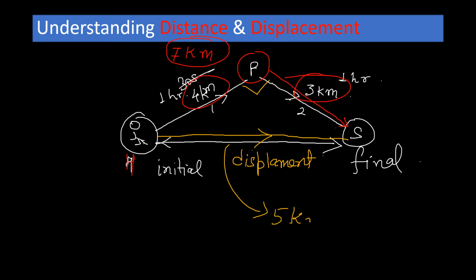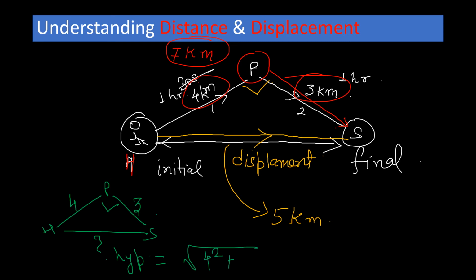How did I get this 5 kilometers? Just by using the simple Pythagoras theorem. From home to P to S, this angle was 90 degrees. The one which I have to find is my hypotenuse, and we have the other sides, 3 and 4. So what is the formula for the hypotenuse? Square root of 4 squared plus 3 squared. And that just gives us 5 kilometers, right?